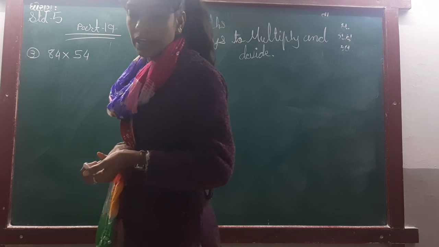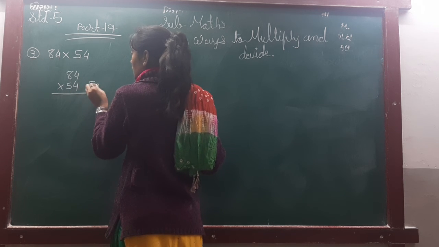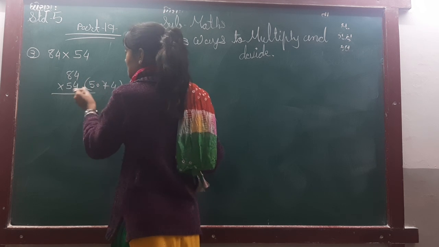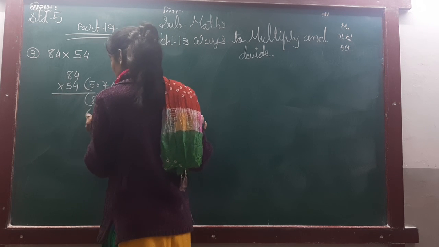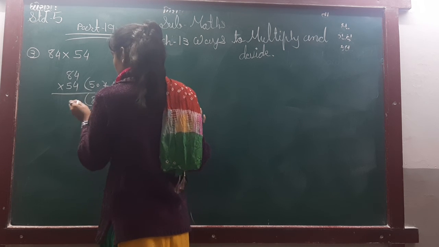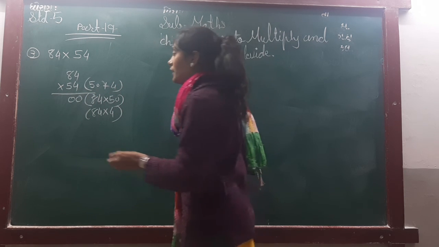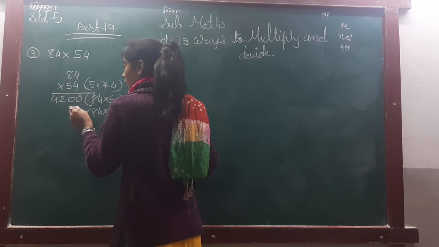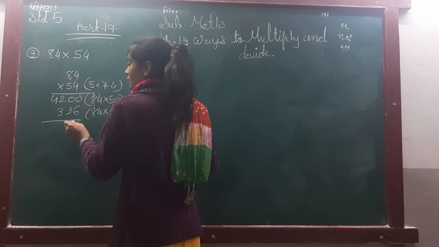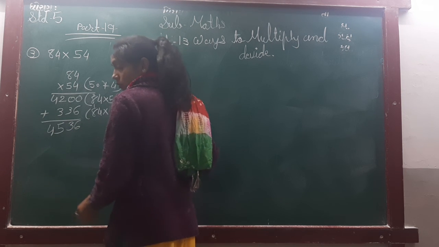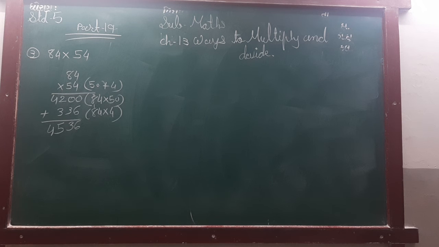तो हम इसको कैसे करते हैं, 84 मल्टीप्लाई 54, 50 प्लस 4, 84 मल्टीप्लाई 50, 84 मल्टीप्लाई 4. 0, 5 4 जा 20, 5 8 जा 40 एंड 42, 4 4 is 16, 4 8 is 32 and 3, 3, 6, 3, 5, 4. So, answer is 4536.